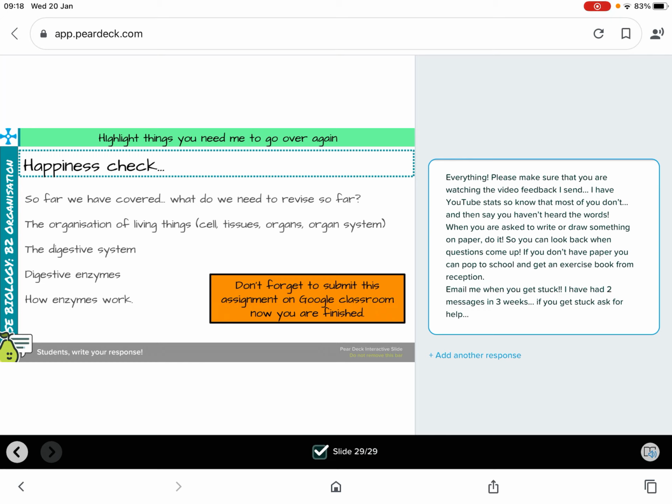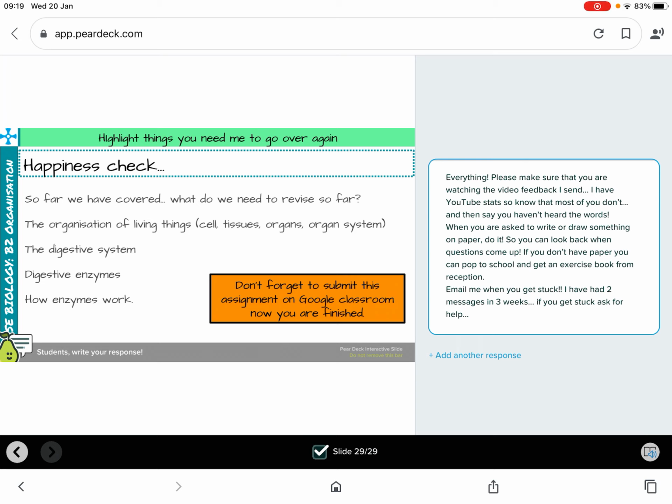I would also say that when you are asked to write and draw something on paper, you need to do it so that you can look back when questions come up. There was lots of things in the presentation today you were asked to copy down, and then there was questions straight after about it, and people hadn't written the notes down, which made it obvious because you couldn't answer the questions that were about the diagram you just did.